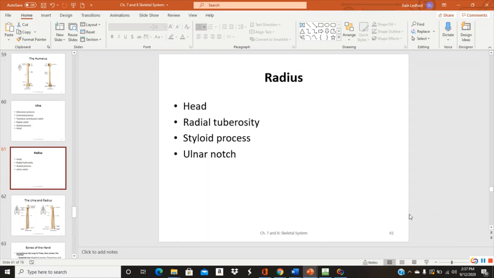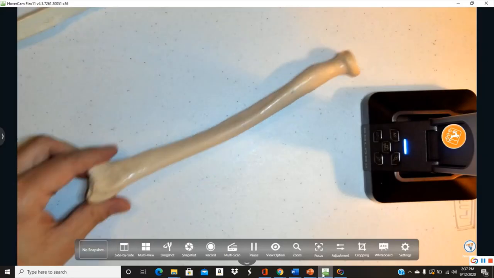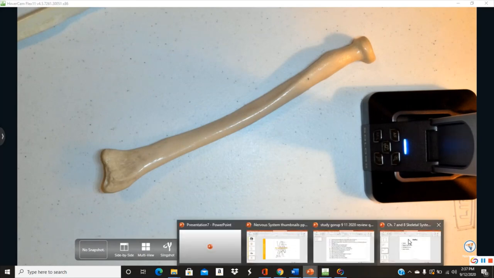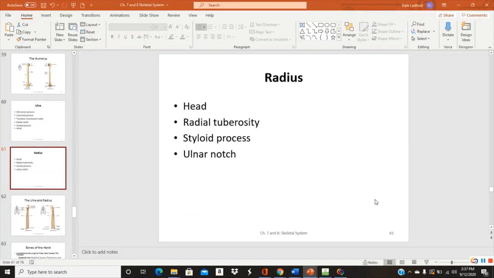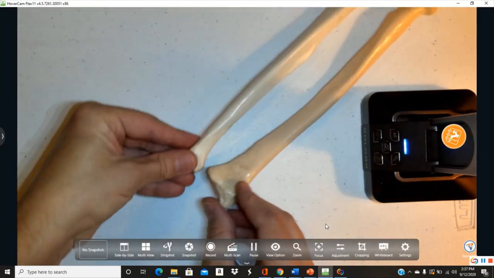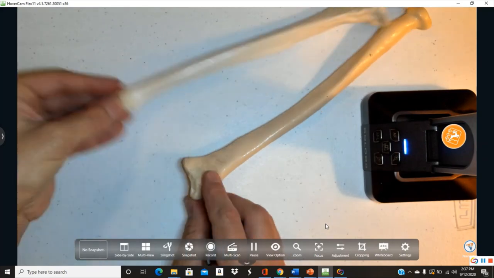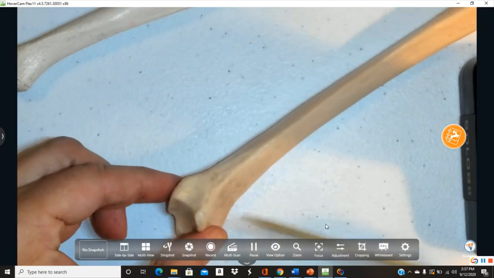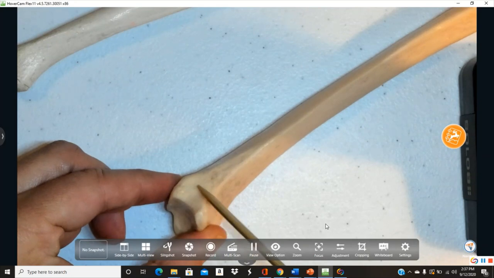Now, the styloid process of the radius is found on the distal end, not as sharp as the ulna's was. Notice that the ulna has a styloid process, and the radius does, but so does the temporal bone. This is why I want you guys to tell me things like styloid process of the blank bone, because if you just say styloid process, I'm going to be like, which one? Now, the ulnar notch is called that because the distal end, the head of the ulna, articulates there. And on this end we have what is called the ulnar notch of the radius, right here.